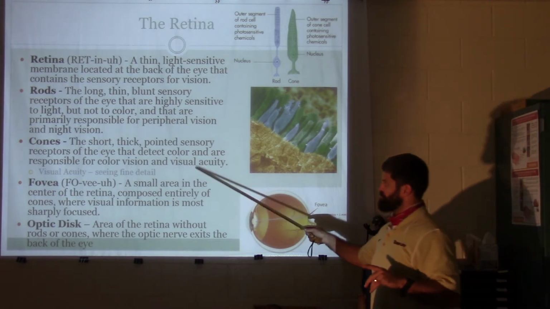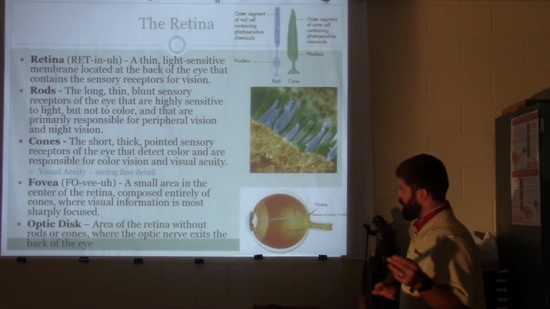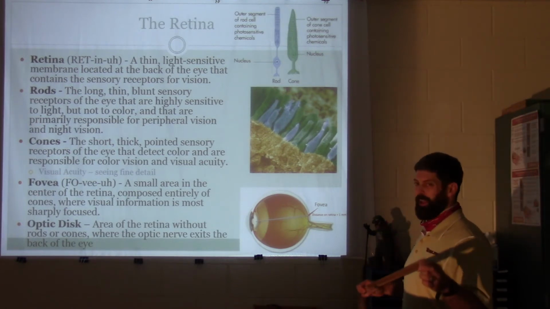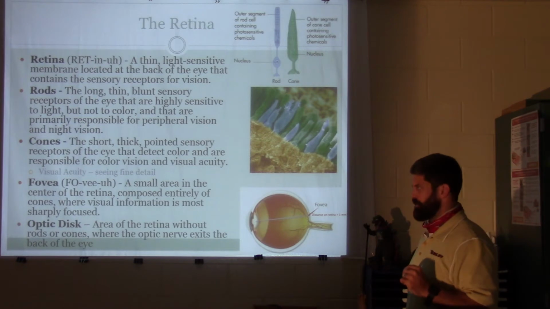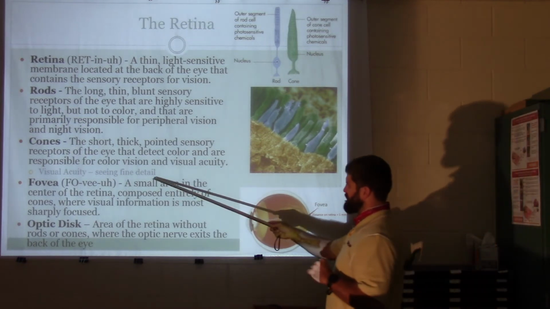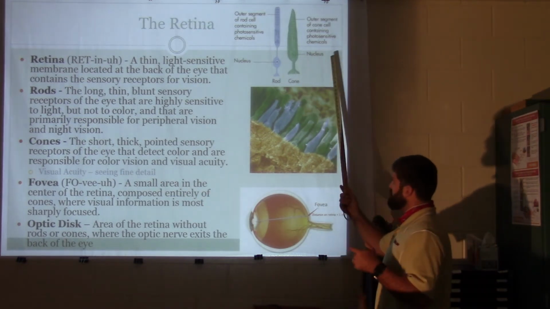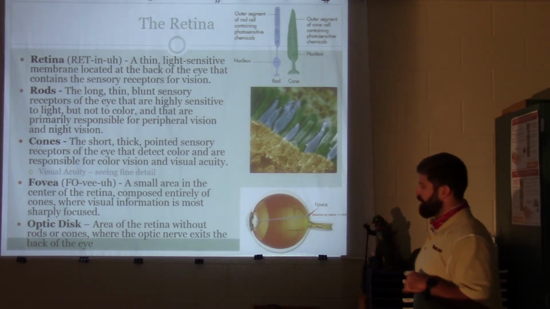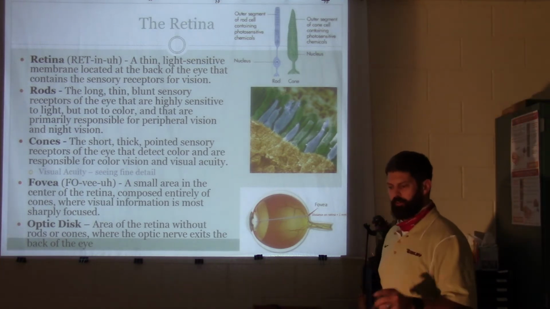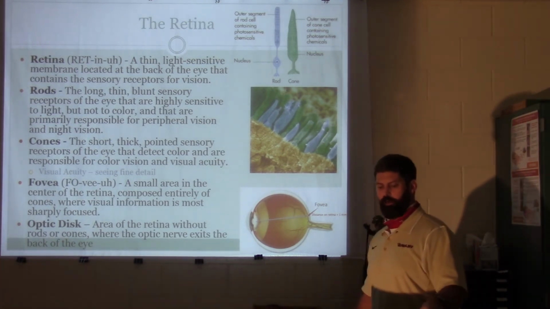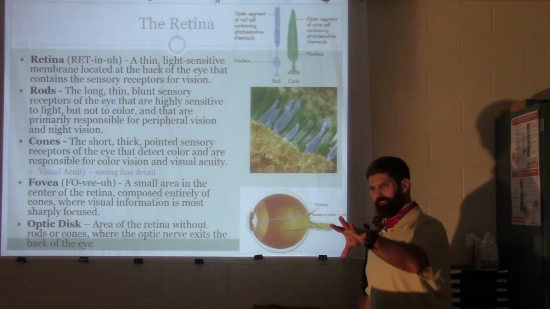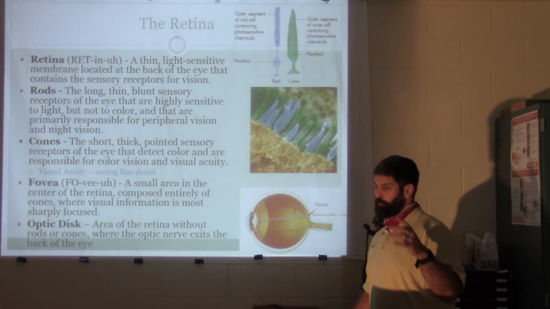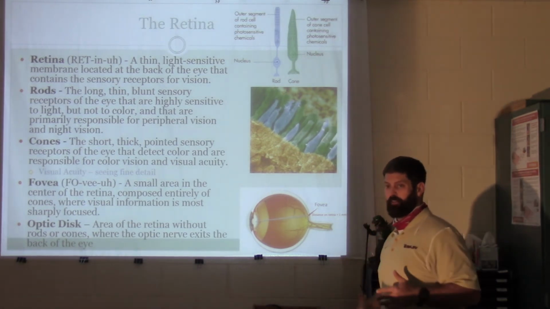All right, then we have cones, the short, thick, pointed sensory receptors of the eye that detect color and are responsible for color vision and visual acuity, the sharpness of the image. So seeing the fine detail. Here's the cone, obviously shaped like a cone, and you can see it here as well. The fovea is in the very center of the retina. It is where most of your cones are, so it's responsible for visual acuity, your focus on one particular object, and that's where most of your cones are, in the center of your retina.